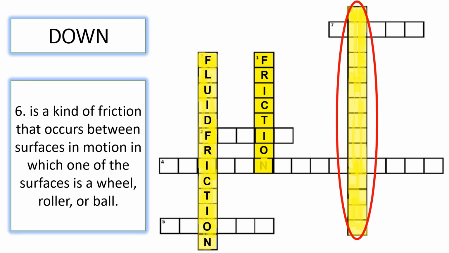Next word is, what is a kind of friction that occurs between surfaces in motion in which one of the surfaces is a wheel, roller, or ball? What is this word? If your answer is rolling friction, then you are correct.